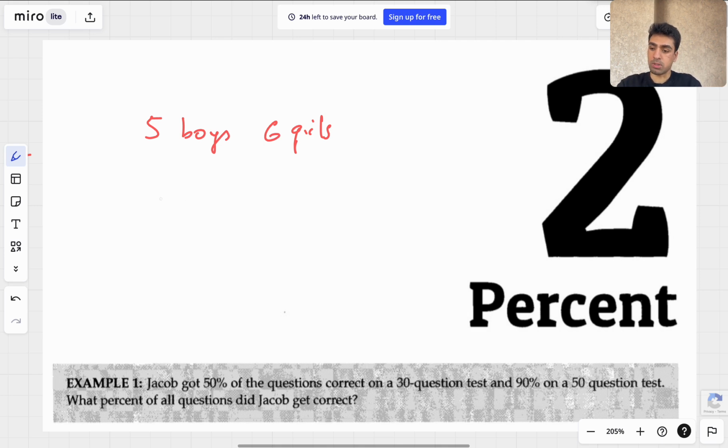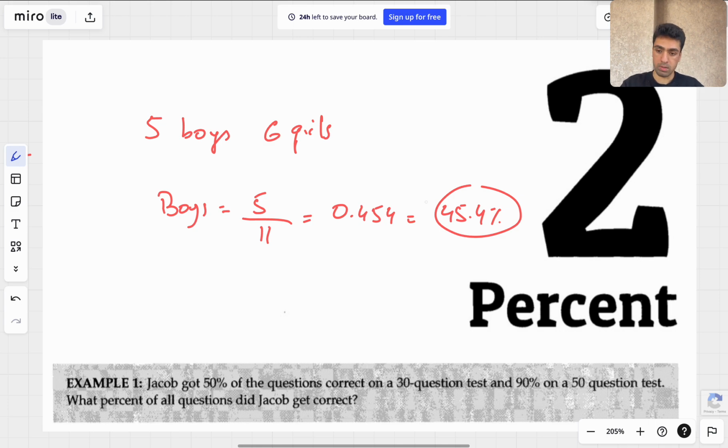So what you would do is you would say boys are 5 over the total number of students, which is 11, right? So 5 over 11 is going to be 0.454, right? Which in a percent is written as 45.4, right? So you would say 45.4% of students are boys. That's how percents work, basically.